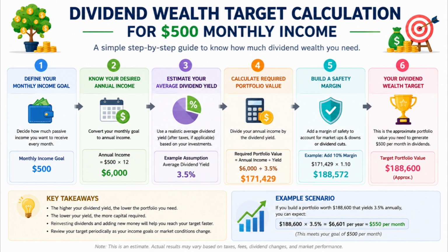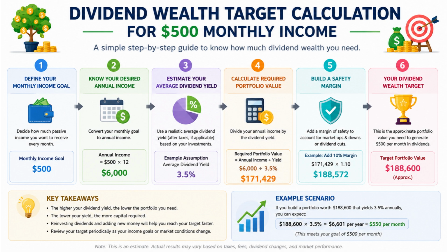Then, it is smart to include a safety margin. Markets can go up and down, companies can reduce dividends, and expenses or taxes may affect the final income. In this example, a 10% safety margin is added. So, $171,429 multiplied by 1.10 gives approximately $188,572.